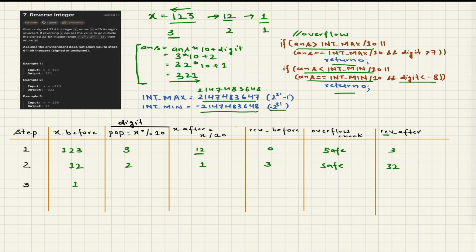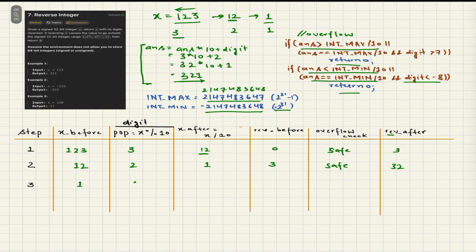Now, x from the previous one was nothing but 1. After popping, my remainder will be 1. X divided by 10 will be 0. Reversal from previous one was 32. Is 32 within the limits? Yes, it is safe. Reversal after would be, I'll just add this pop 1 to 32 and this would be my answer. So let's code it. We'll have a better understanding at that point of time.